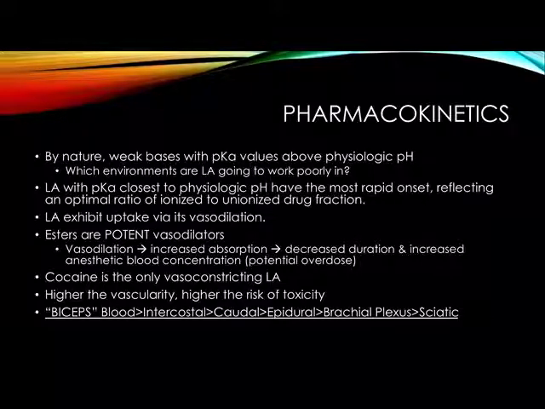As I mentioned, uptake depends a lot on the vascularity. With that being said, the higher the vascularity of an area, the higher the risk of toxicity. So a fun little acronym I found to help you remember the order of vascularity is BICEPS. The blood is obviously the most vascular area where you can put local anesthetics, so that is the first one, followed by intercostal, then by caudal. The E then stands for epidural, the P for brachial plexus, and the S for sciatic, and you have BICEPS.